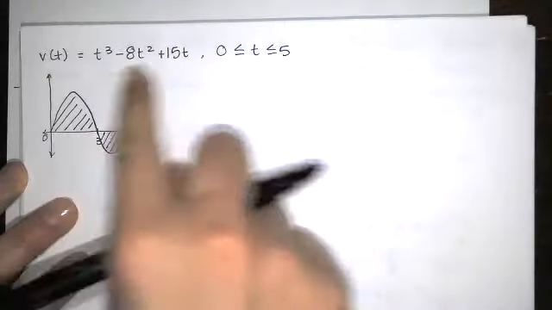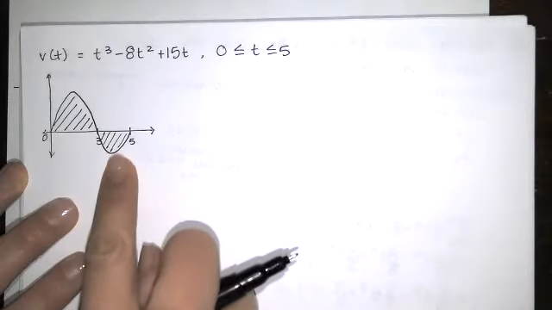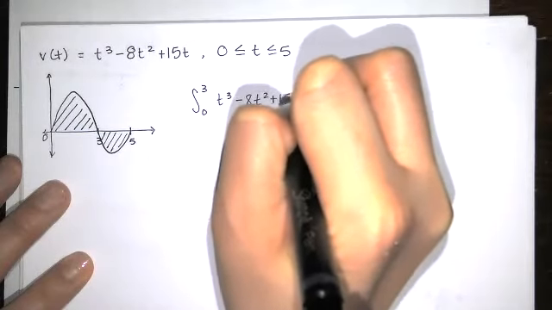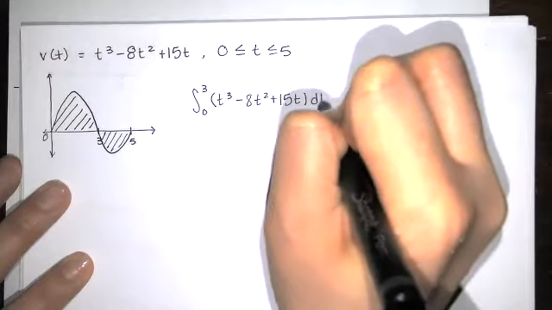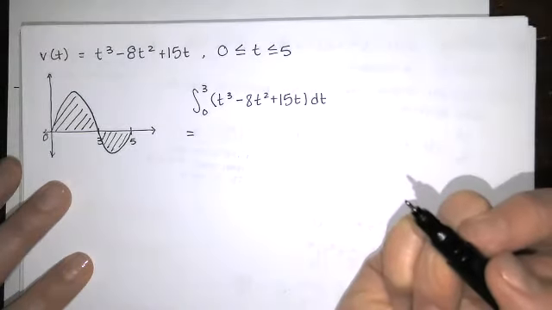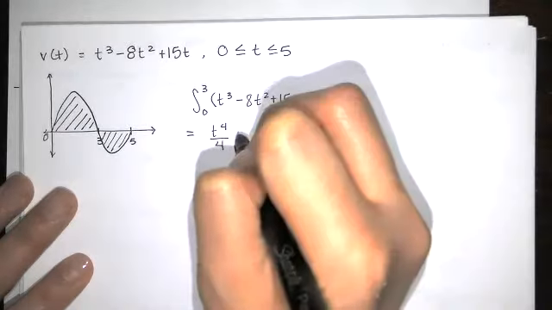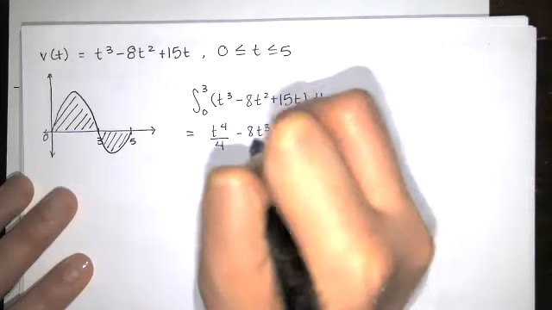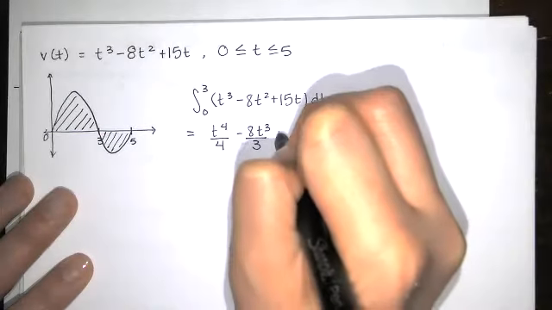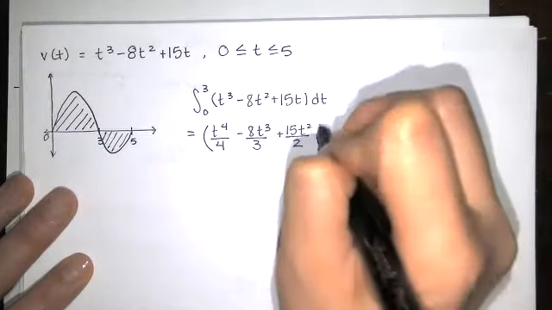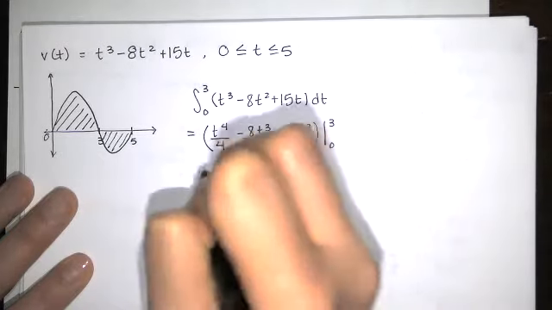So we set this equal to 0, we solve for t, we draw our picture, and then we integrate over each of those intervals. So let's evaluate the integral from 0 to 3. Now we've already done this integration. It's going to be exactly the same antiderivative as before, but it's good practice. So we add 1 to the exponent, divide by the new exponent, bring the 8 down. Add 1 to the exponent and divide by the new exponent, bring the 15 down. Add 1 to the exponent and divide by the new exponent. Then you want to substitute in 0 and 3 and subtract.